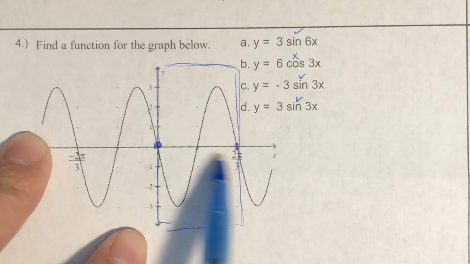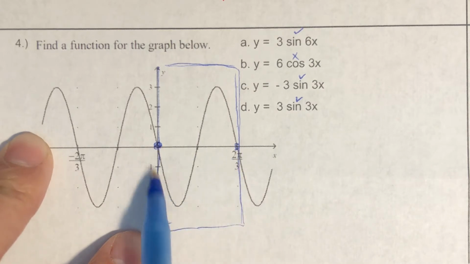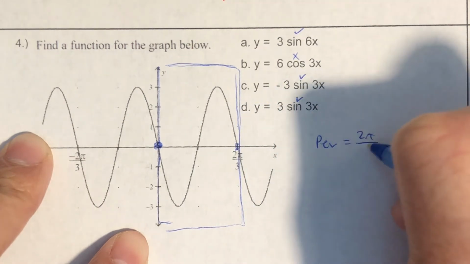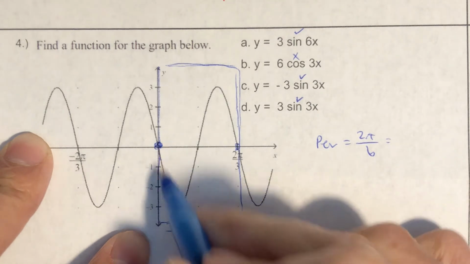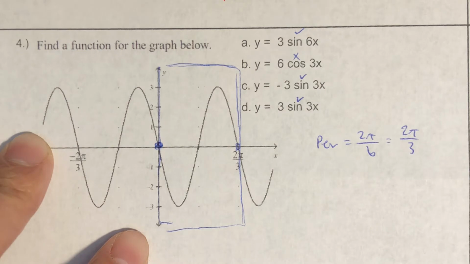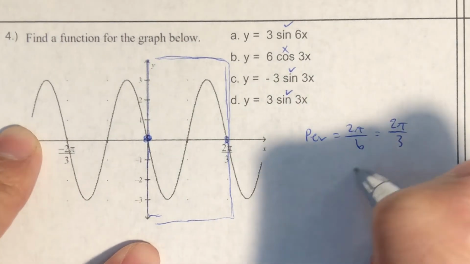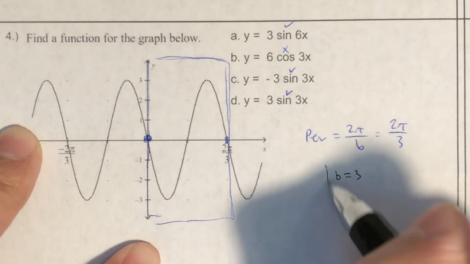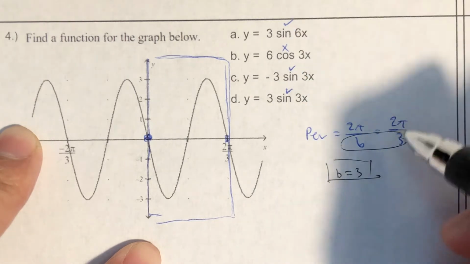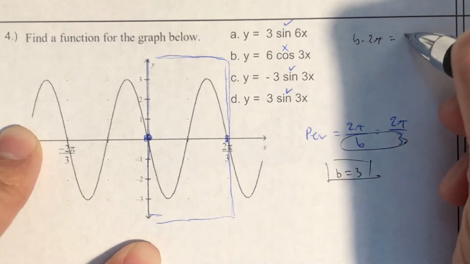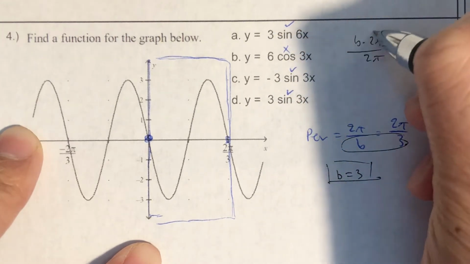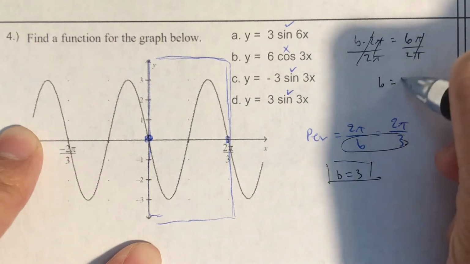I recognize that the period starts and ends by 2 pi over 3. So the period, the formula is 2 pi over b, and in this problem, the period finishes by 2 pi over 3. Hopefully you realize that you don't really need to do much, but your b value is equal to 3. You can kind of see that, right? And if you needed to, you could cross multiply. And then realize that b is equal to 3.